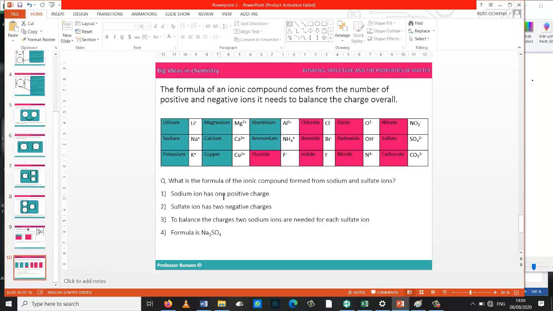Now, sodium ion has 1 positive charge because it is in group 1, therefore the valency is 1. While sulfate ion has 2 negative charges. Remember, we said that a sulfate ion has a valency of 2. Now, to balance the charges, 2 sodium ions are needed for each sulfate ion.